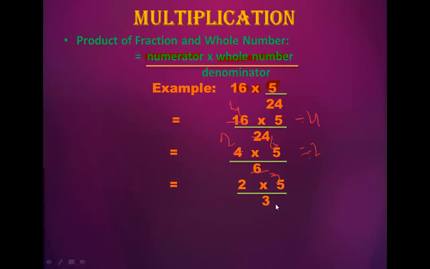So what you will simply do, you will simply multiply the numerators and divide it by the denominators. So you have the numerators 5 multiplied by 2. 5 multiplied by 2 will become 10, and the denominator will remain the same.